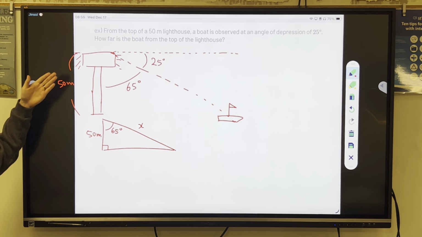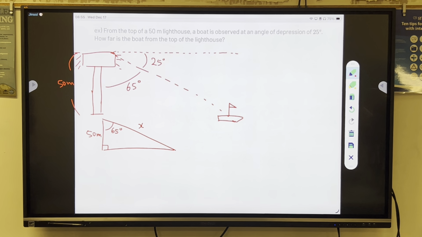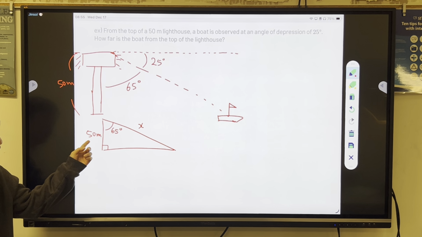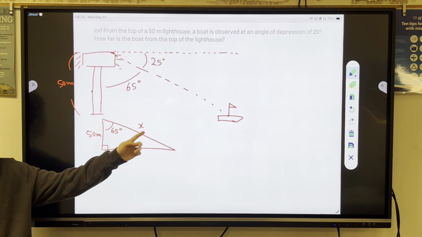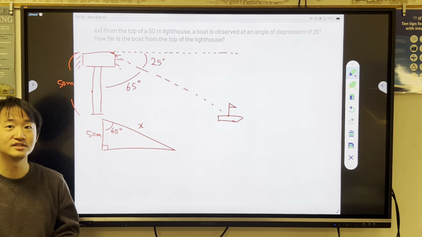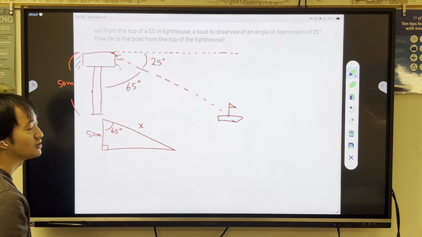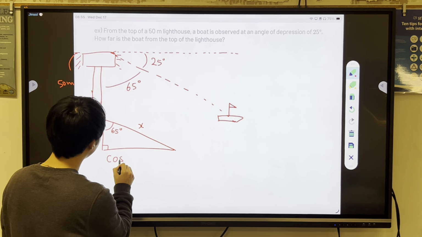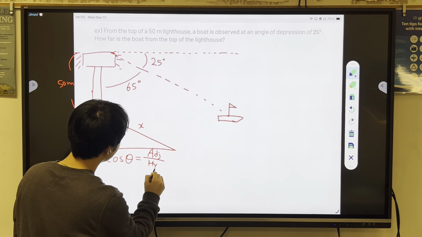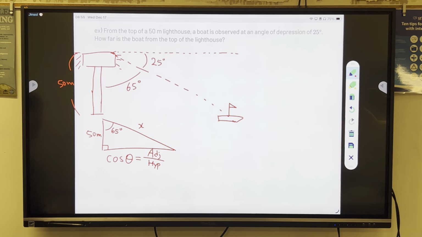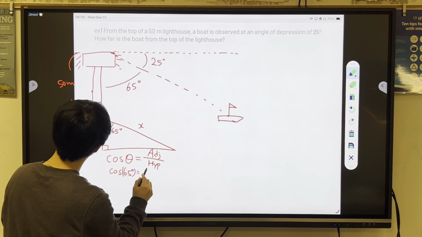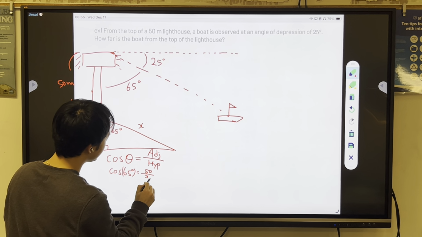So after we draw the situation, we draw a diagram, and then we'll solve that equation. So in this case, we know the angle, and it seems like we know the adjacent side, and we're looking for the hypotenuse. So which trig ratio will include the adjacent side and the hypotenuse side? So I think that's cosine. So let's write down the formula for cosine. And we know that the angle is 65 degrees, and the adjacent is 50, and the hypotenuse is x.